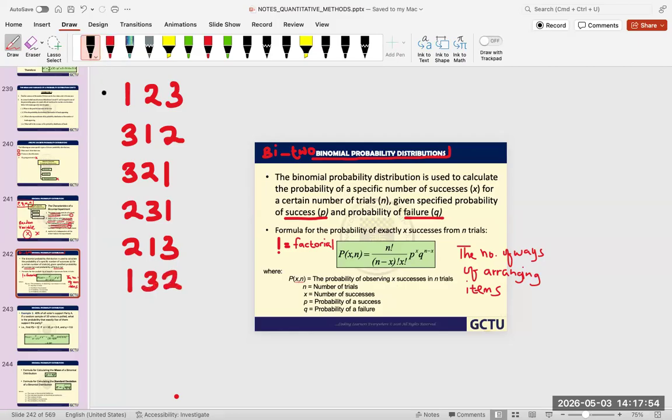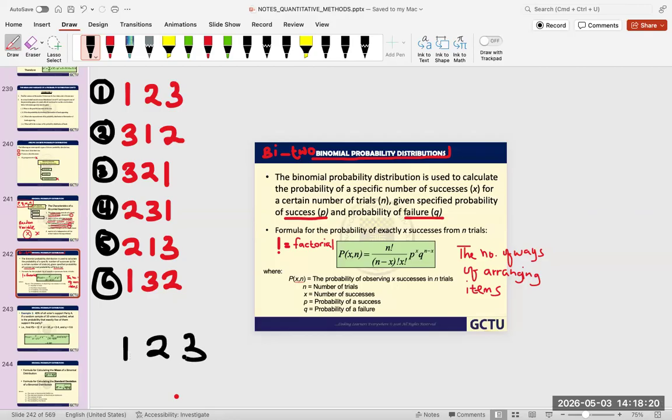So look at the arrangements we've made. This is the first one. This is the second one. This is third. This is fourth. This is fifth. And this is sixth. In other words, if you are given the numbers 1, 2, and 3, you can rearrange them in 6 different ways. That's what we have just done. We have arranged 1, 2, 3 in 6 different ways.